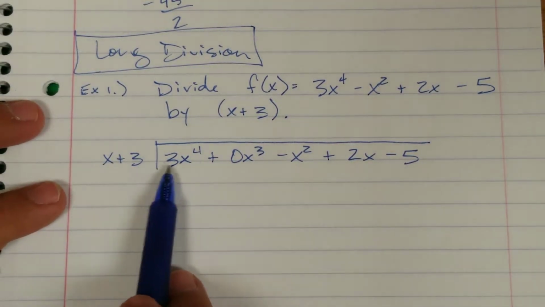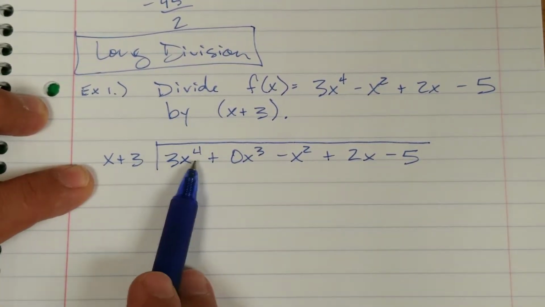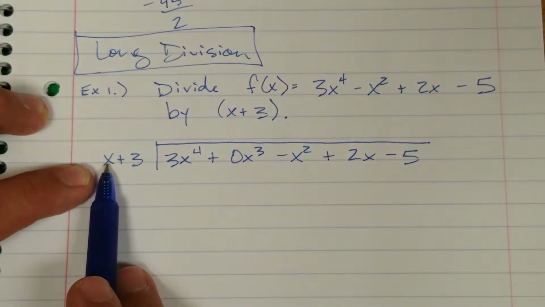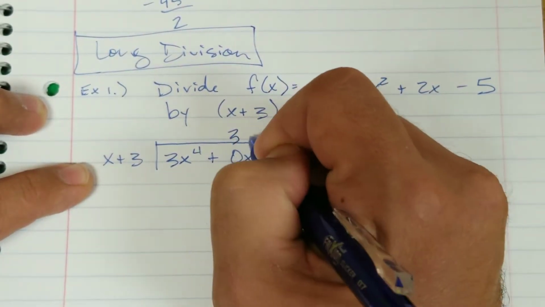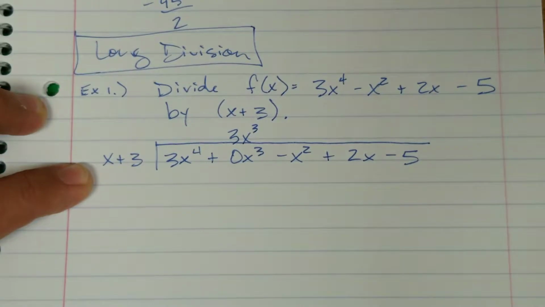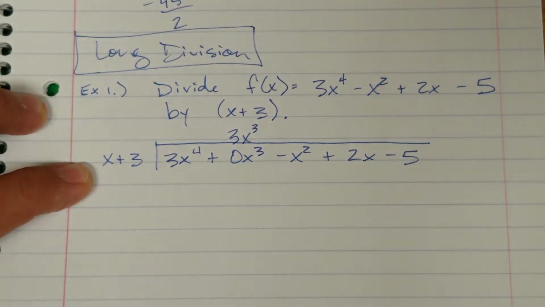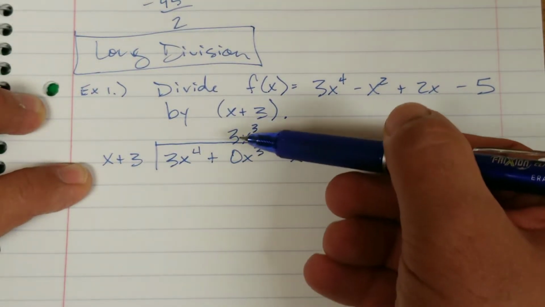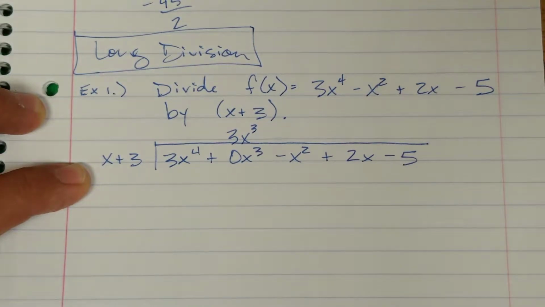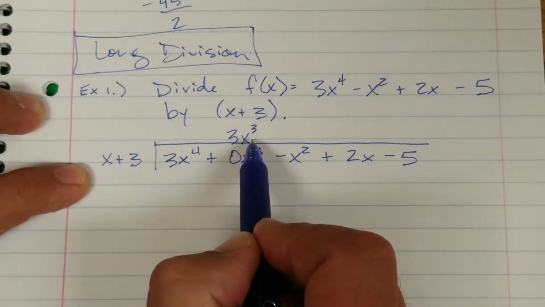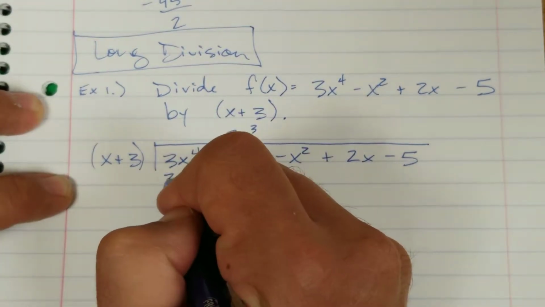So start with the quartic term, the 3x to the 4th, and we're just going to look at the leading term. So we'll divide 3x to the 4th by x. So how many times does x go into 3x to the 4th? That would be 3x cubed times. Now, notice where I wrote this. It's really important that when you're dividing polynomials using long division, that you keep everything in line. So all of my cubics will be in line, all of my quadratics, all of my linears, all the way down. Okay, so let's multiply 3x cubed by x plus 3, and we get 3x to the 4th plus 9x cubed.